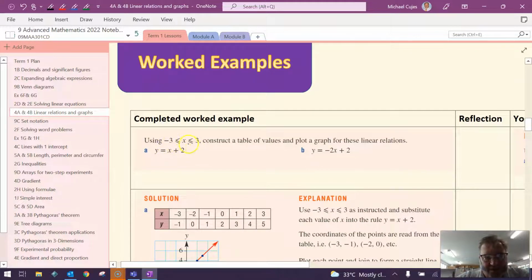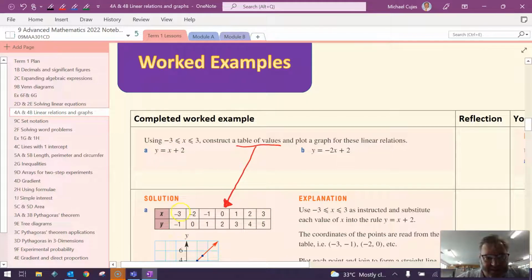Using the range of values -3 ≤ x ≤ 3, construct a table of values and plot a graph for these linear relations. I know you've done this before, so I'm not going to spend too much time on it. The table of values, you choose the x values and then you calculate the y values.